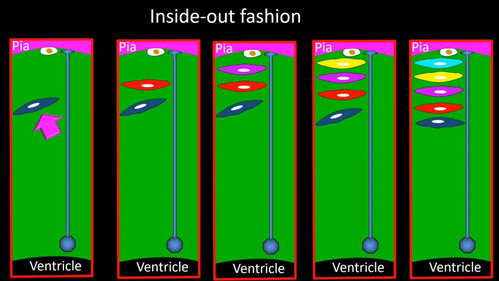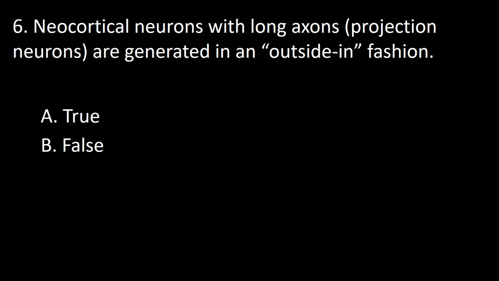So, as you can see in this sequence of figures, the first neuron to reach the pia becomes the deeper placed cortical neuron once all radial migration has taken place. This is referred to as the cortex being generated in an inside-out fashion. So the answer to this question is B, false. So deeper or inside neurons are generated before the superficial or outer neurons. So inside first, outside second.